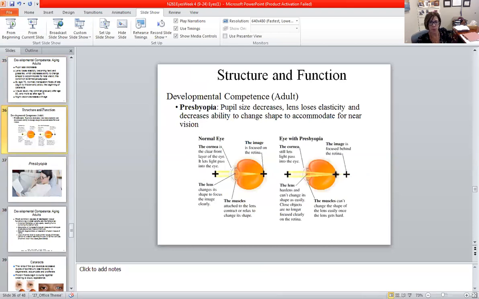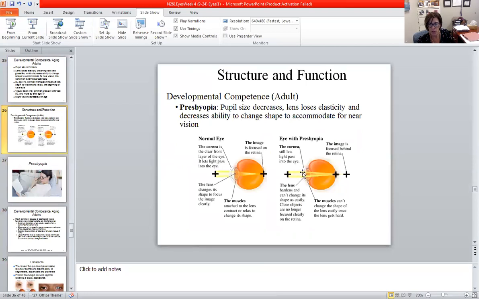Okay, this is presbyopia. So here you go. This is the normal eye. You can see the pupil size decreases, the lens loses its elasticity, and decreases the ability to change shape to accommodate for near vision. So again, when they're looking at the normal eye, they can see that the light comes in, the lens changes its shape. So that's what your physician's looking at. When the eye has presbyopia, the lens is hardened. So that area right there, it can't change its shape, and close objects are no longer focused clearly.